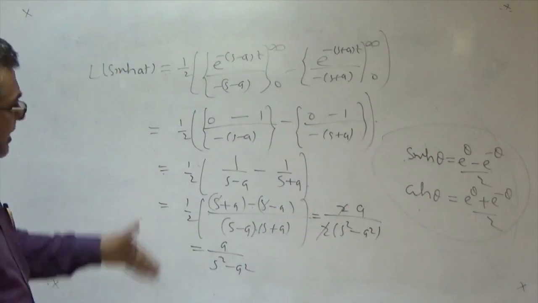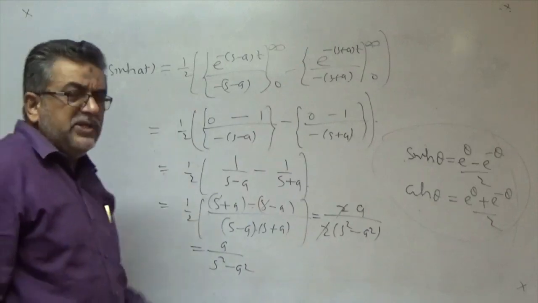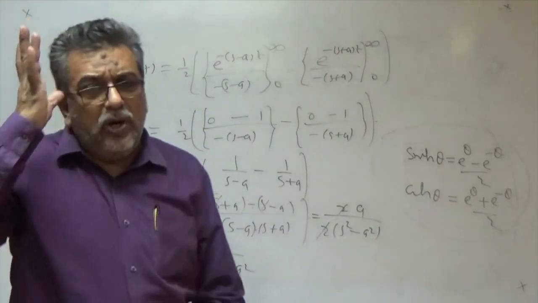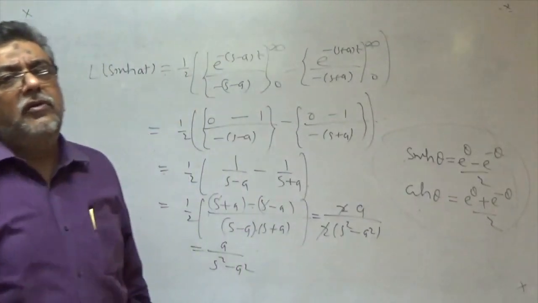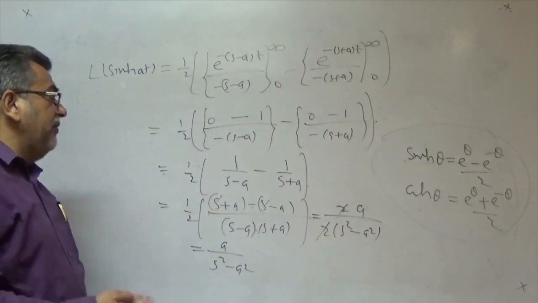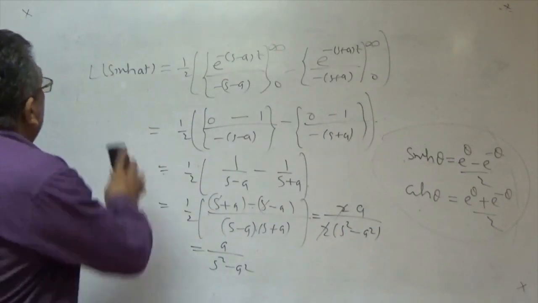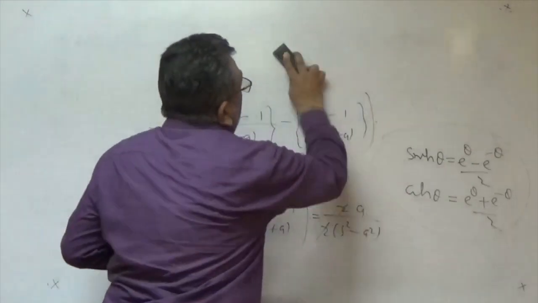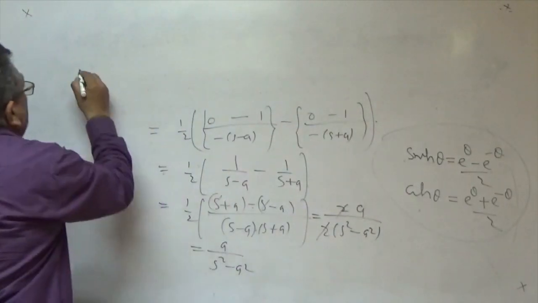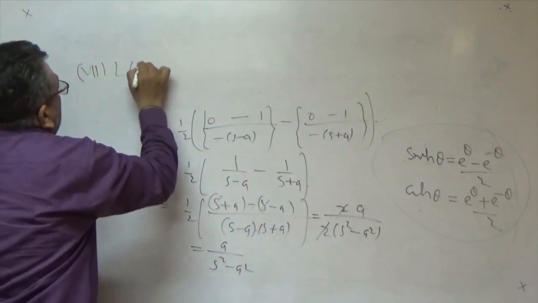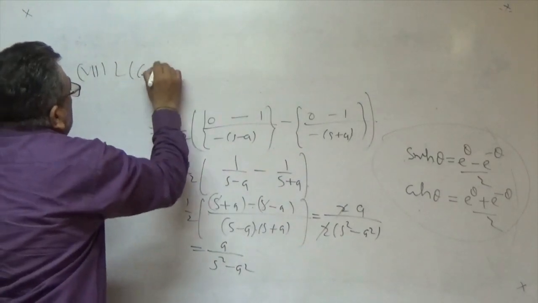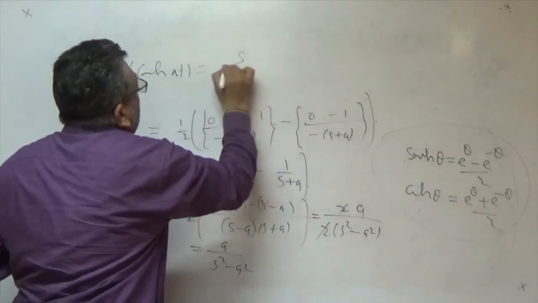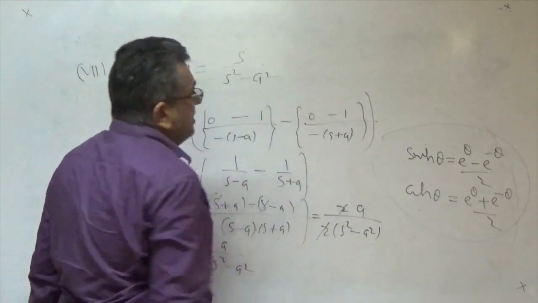And the hyperbolic sine 2t, hyperbolic sine t, hyperbolic sine 3t, and so on. All the forms can be directly found by this formula. And now, last standard result, and that can be directly verified by yourself. That is Laplace transform of hyperbolic cos at. That is s upon s square minus a square.